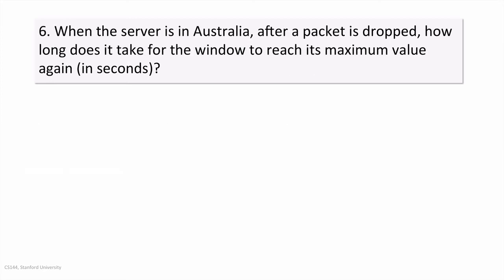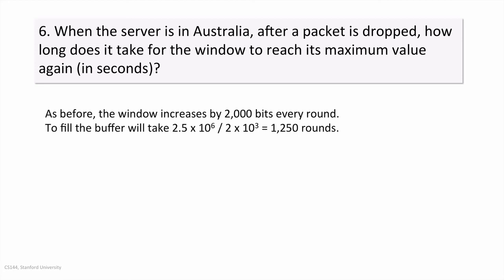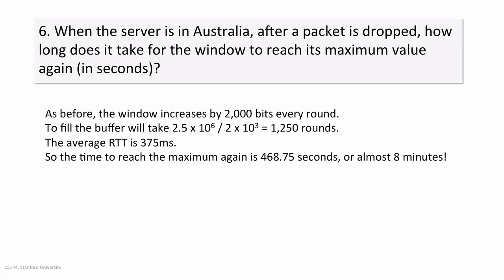Part 6. When the server is in Australia, after a packet is dropped, how long does it take for the window to reach its maximum value again, in seconds? As before, the window increases by 2,000 bits every round. To fill the buffer will take 2.5 times 10 to the 6 divided by 2 times 10 to the 3 equals 1,250 rounds. The average RTT is 375 milliseconds, so the time to reach the maximum again is 468.75 seconds, or almost 8 minutes.